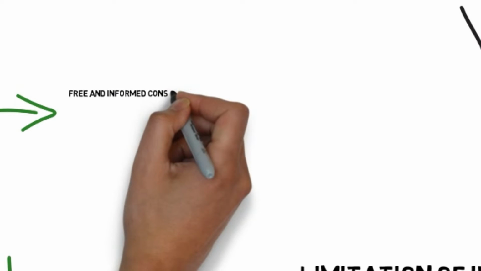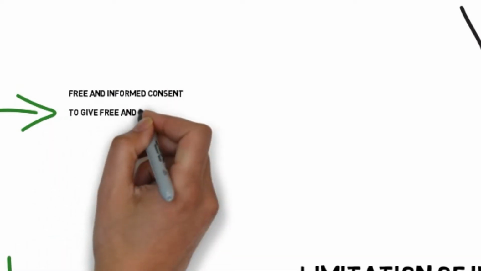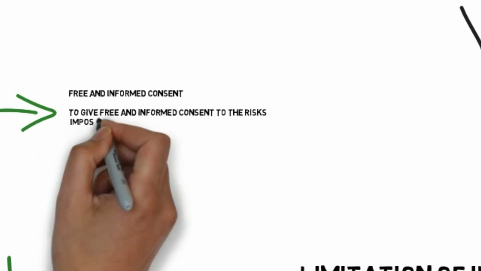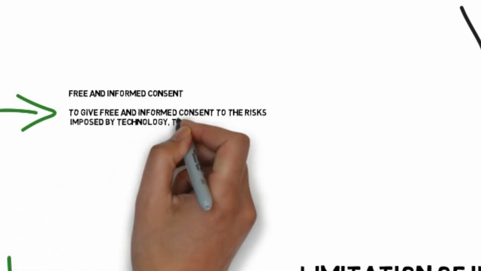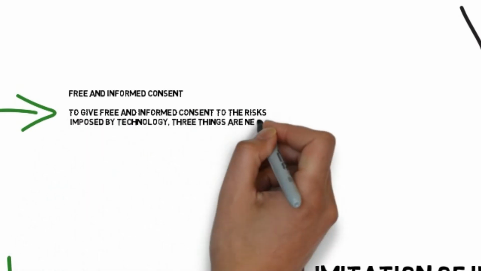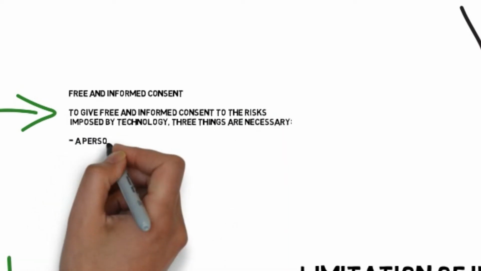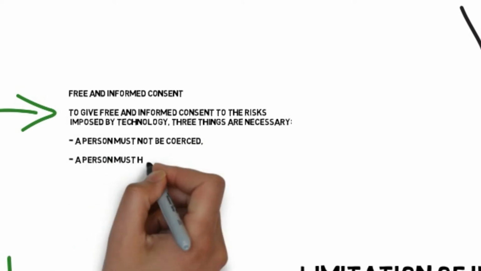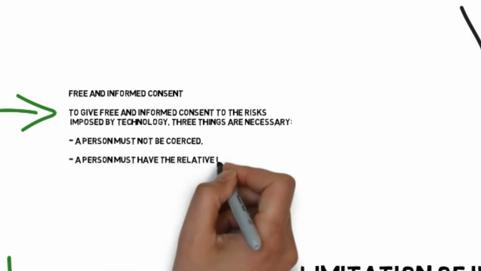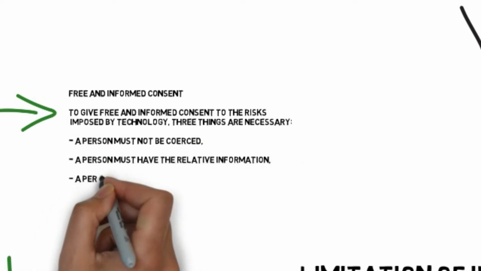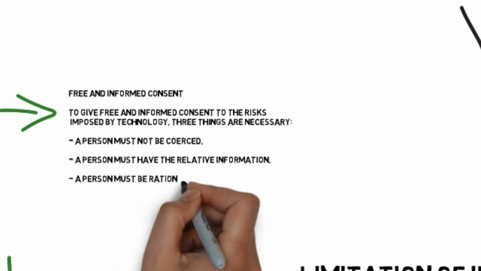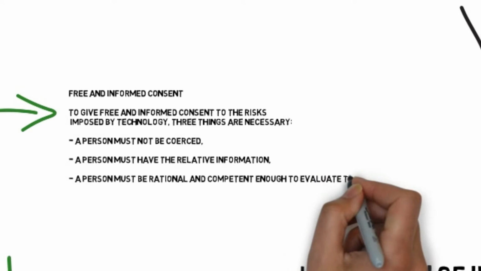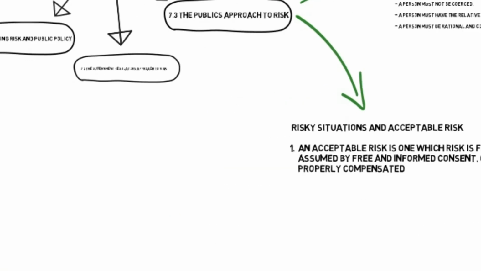Free and informed consent. To give free and informed consent to the risks imposed by technology, three things are necessary. First is a person must not be coerced. A person must have relevant information. A person must be rational and competent enough to evaluate the information.